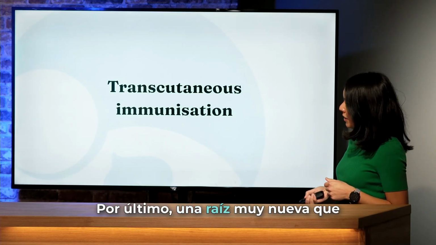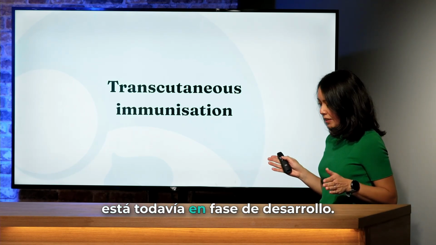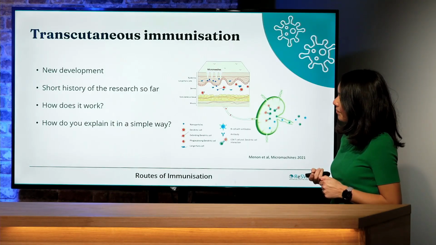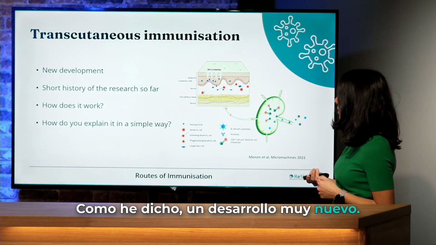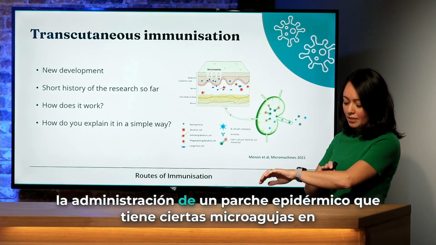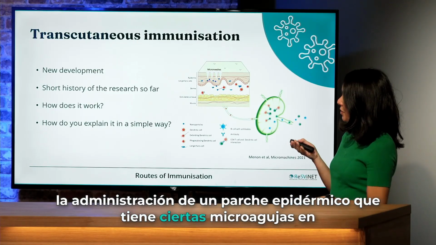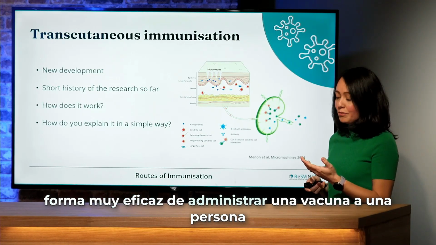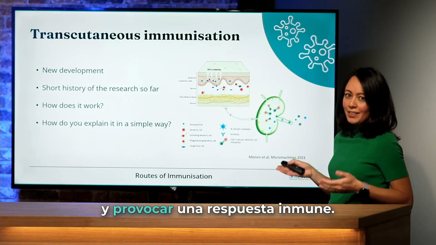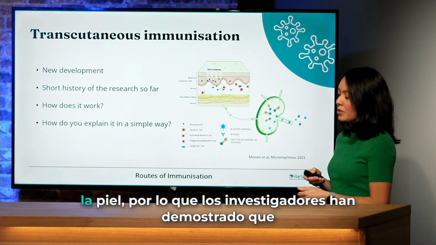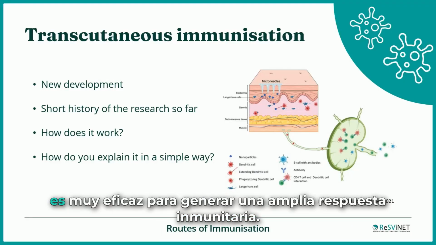And then finally, a very new route, which is still in a developmental phase. It's called the transcutaneous immunization route. Like I said, a very new development. And so far, some studies have shown that giving an epidermal patch which has certain microneedles in it, as you can see here, might be a very effective way of delivering a vaccine to a person and eliciting an immune response. As we know, there are many immune cells inside the skin, so the researchers have shown that it is very effective at generating a broad immune response.